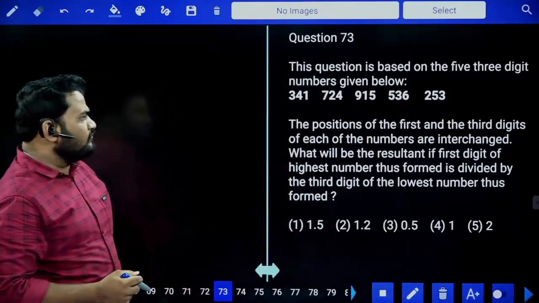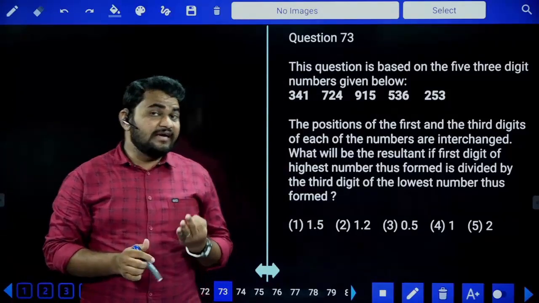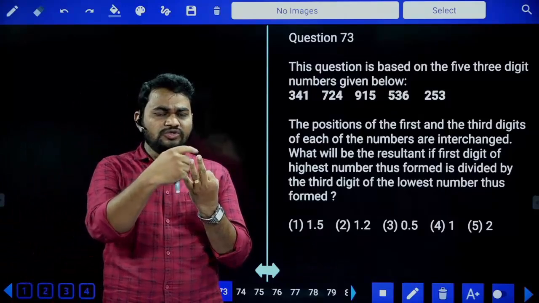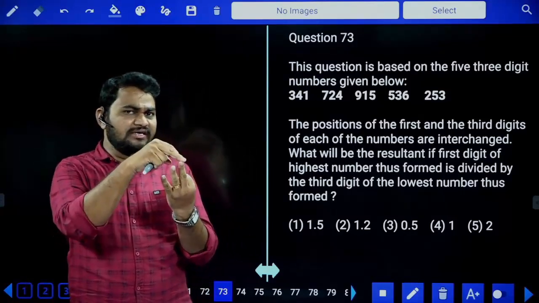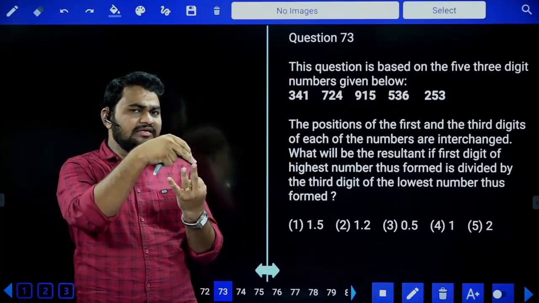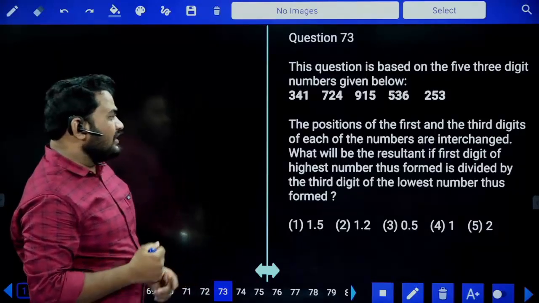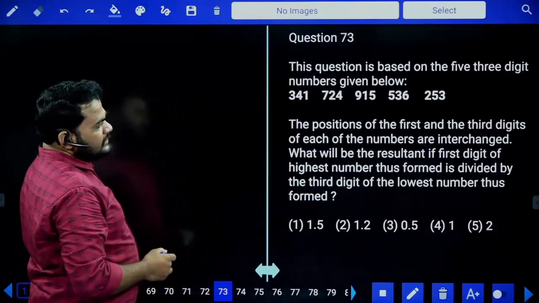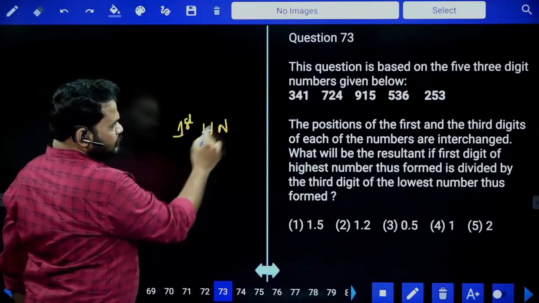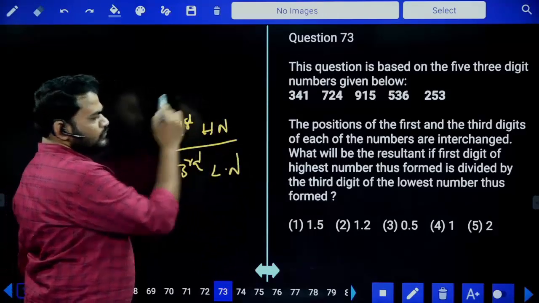Next, 73. The positions of first and third digits of each of the numbers are interchanged. So first and third digits have to be interchanged. For example, if there are 3 digits 1, 2, 3, and I interchange the first and third digit, then the first digit will go to the third position and the third digit will come to the first position, right? Then what will be the resultant if the first digit of the highest number thus formed is divided by the third digit of the lowest number thus formed?